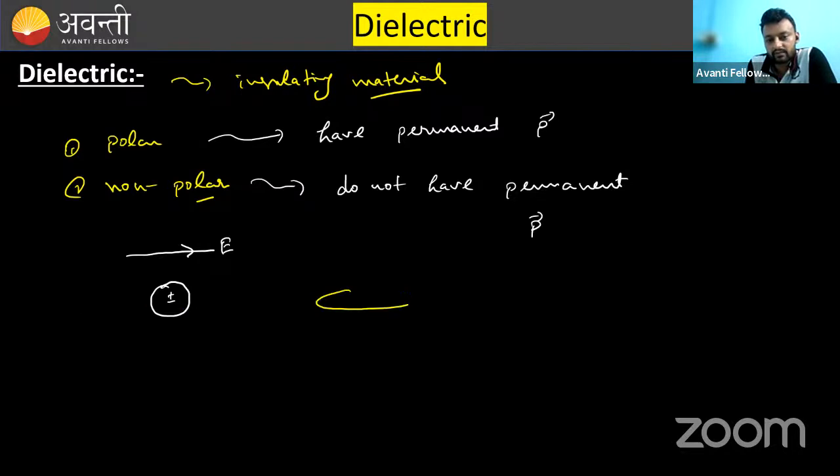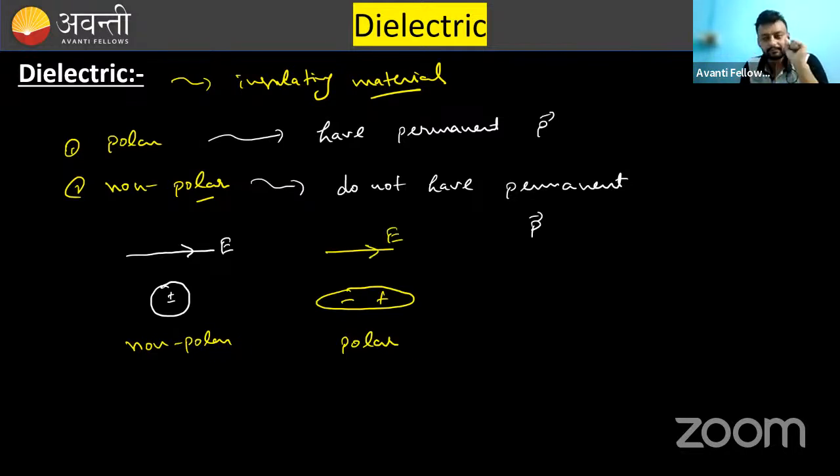So it will become something like that, positive and negative. So this was non-polar and it has become polar by the presence of electric field. Clear? I hope this point is also clear. Whenever a non-polar molecule is placed in a field, it becomes polar.